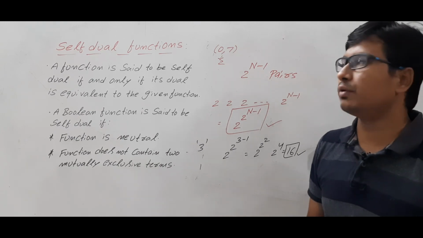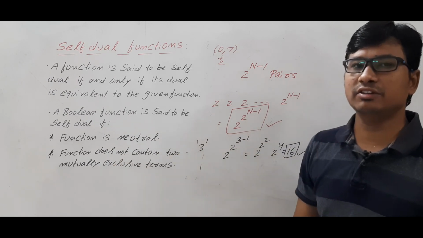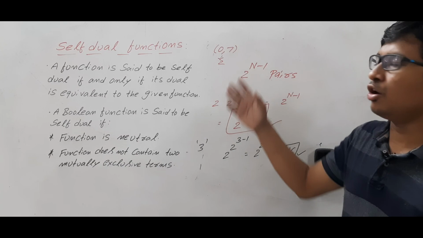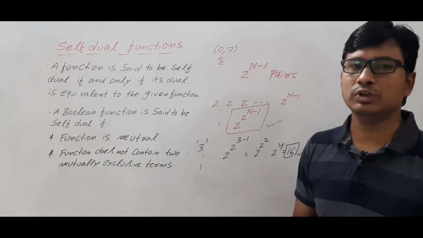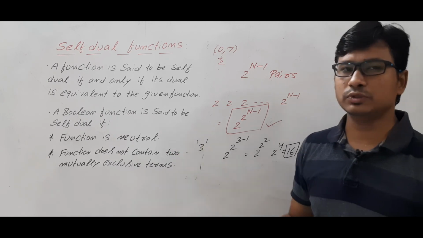So I hope you have understood what is a self-dual function, when I can say that a given function is self-dual, what conditions should be satisfied, and how many self-dual functions are possible if you have n number of Boolean variables. I hope all these concepts you have understood.